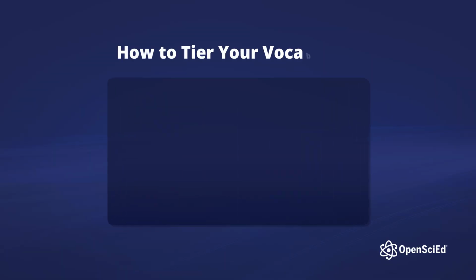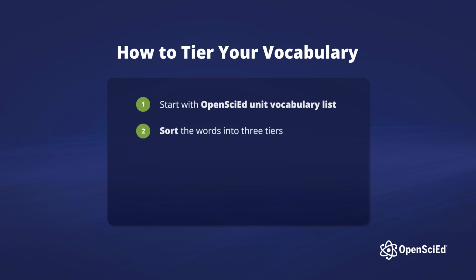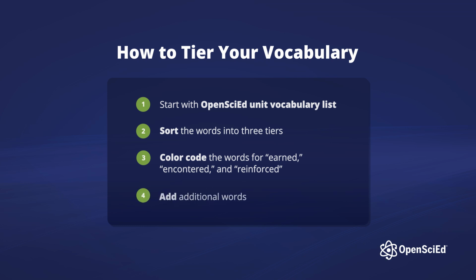First, you want to start with the vocabulary list that is called out in every OpenSciEd unit, and you want to sort these words into 3 tiers. While you do this, color code them, so you can tell, are these words that students earn, encounter, or reinforce? This is also a great time to add additional words that you think should be on the word wall or called out specifically to your students based on your expertise or your review of the materials.